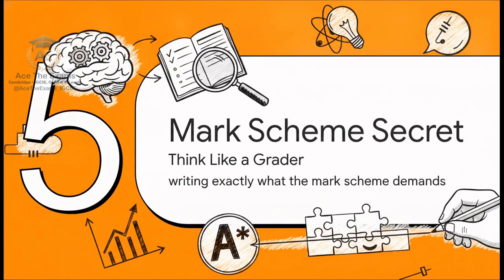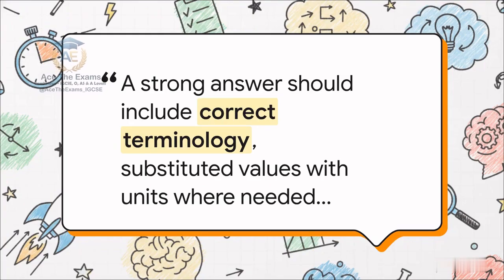Now let's unlock the examiner mark scheme secret so you can start thinking exactly like a grader. You've got to stop writing what you think sounds smart and start writing what the mark scheme literally demands. Read this golden rule carefully. A strong answer should include correct terminology, substituted values with units where needed, source page evidence, command word fulfillment, and exam-safe wording. Listen, if you aren't substituting values with units, or if you completely miss the specific command word, like giving a vague description when they explicitly asked for an explanation, you are just handing away your hard-earned grade.